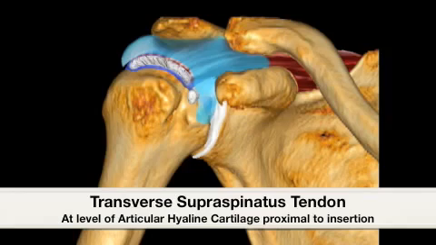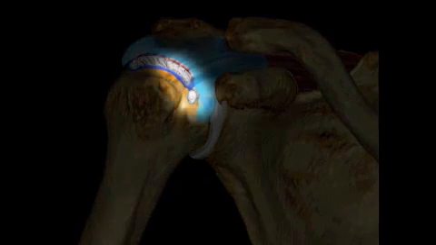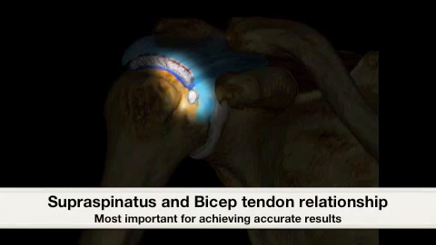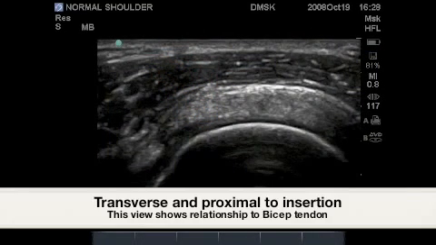This illustration shows a cross-section of the supraspinatus proximal to its insertion of the greater tuberosity. The primary focus of this video will be the relationship of the supraspinatus tendon with the bicep tendon at its intracapsular segment. This is the corresponding image of the supraspinatus tendon in cross-section.